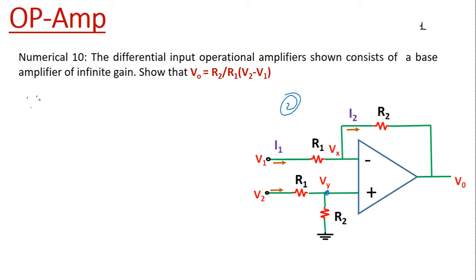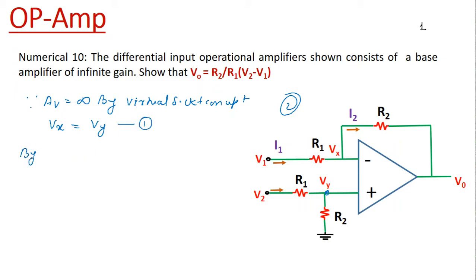Since the gain is equal to infinite, we can apply the virtual short circuit concept here. By the virtual short circuit concept, the voltage at the non-inverting terminal of the operational amplifier is equal to the voltage at the inverting terminal. So Vx will be equal to Vy. This is our equation number 1.